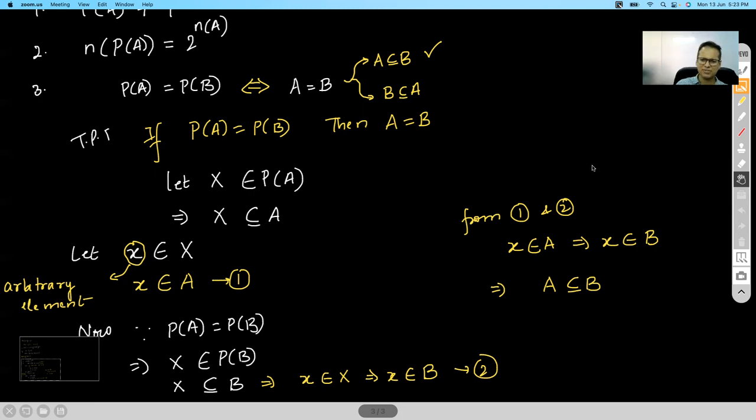Can a power set have subsets? Why not? Because at the end of the day, it's a set, Aryan. So you can always create subsets of any set. And a power set at the end of the day is a set.